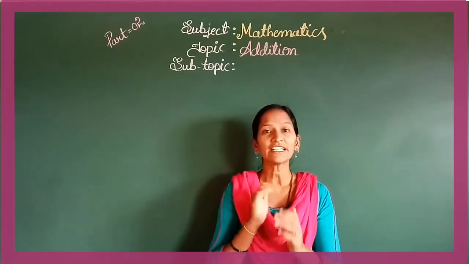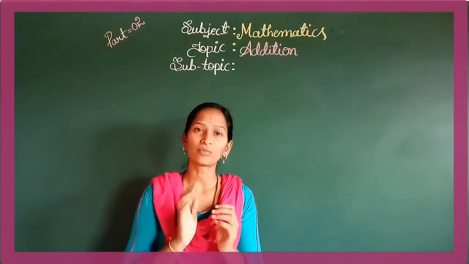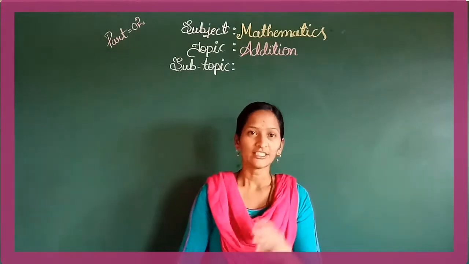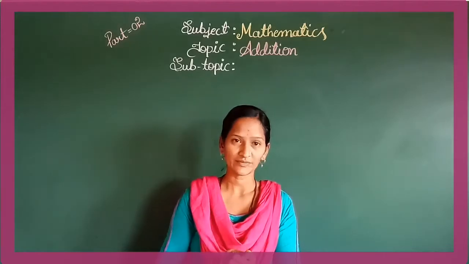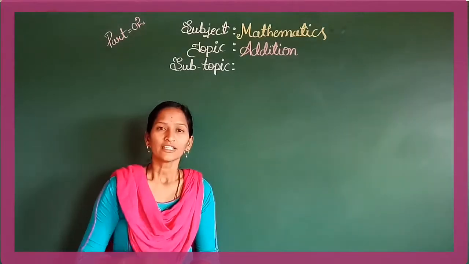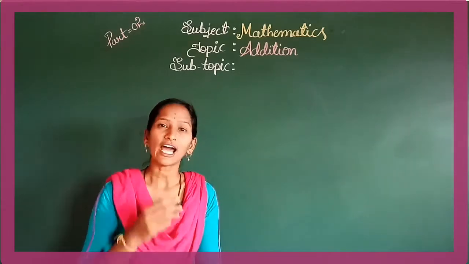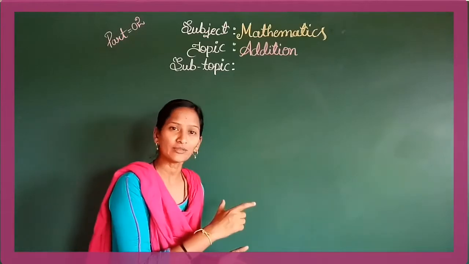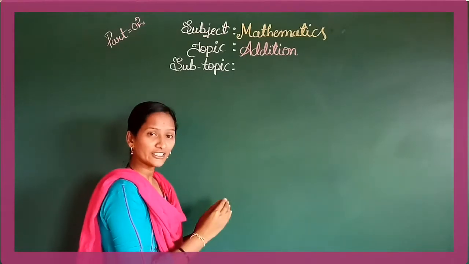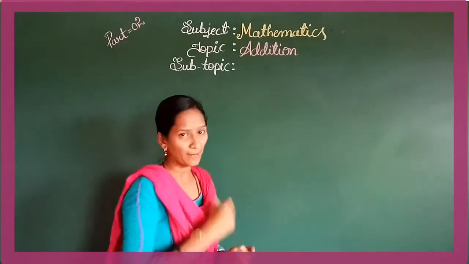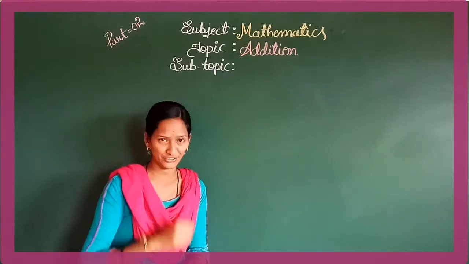In addition, the total number of properties is 3: first property, second property and third property. Already you know addition means adding two numbers. Adding two or more numbers together, we get a new number. That is called addition.